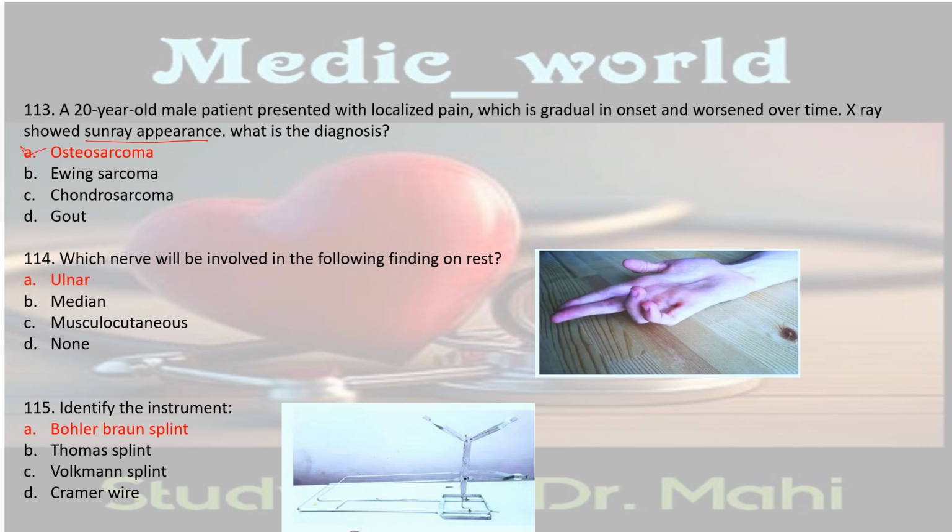Which nerve will be involved in the following finding on rest? Here the finding which is given is ulnar claw hand. So the answer is A, that is ulnar nerve. Identify the instrument. Here the instrument given is the Bohler-Braun splint, that is the BB splint.